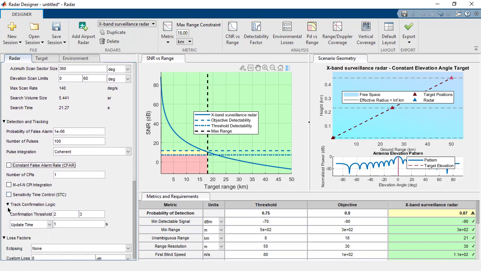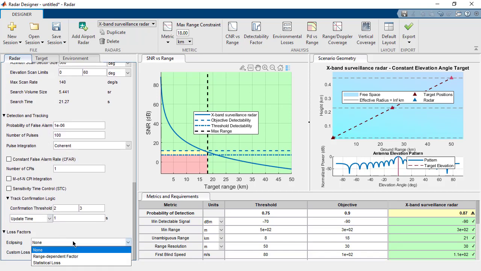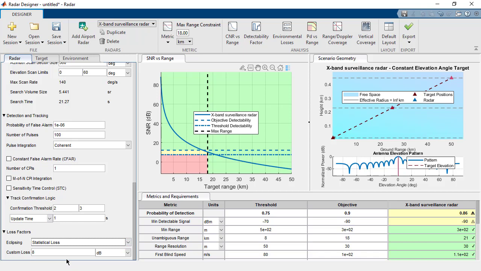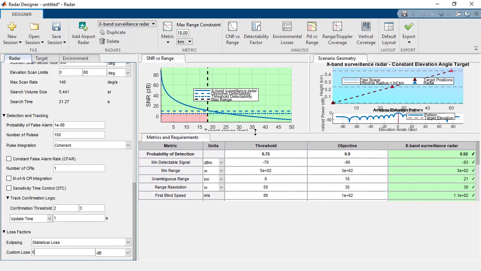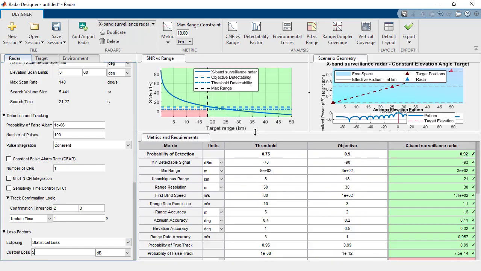We account for losses due to pulse eclipsing and add this to the budget analysis. After these adjustments, the metrics and requirements table shows that this design satisfies the specification for small manned aircraft with RCS of 1 meter squared or larger.